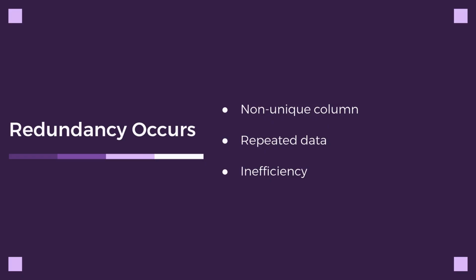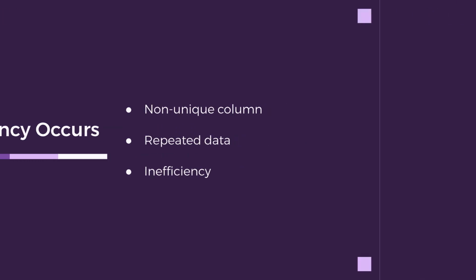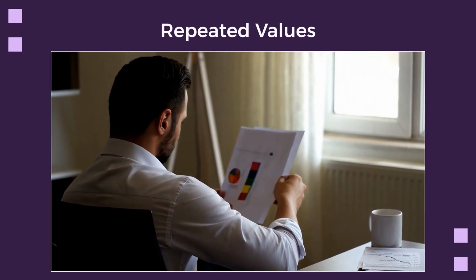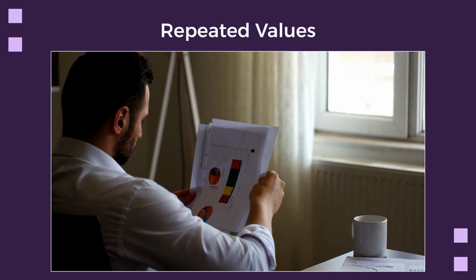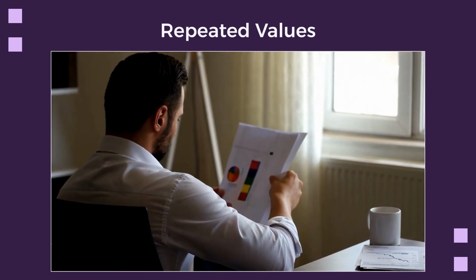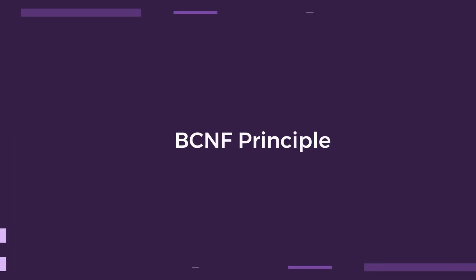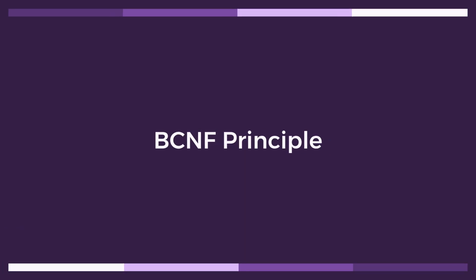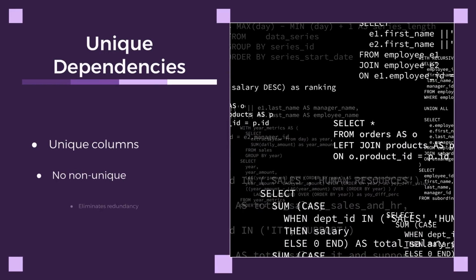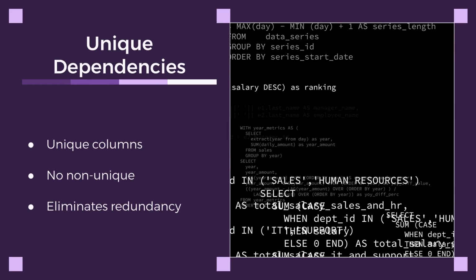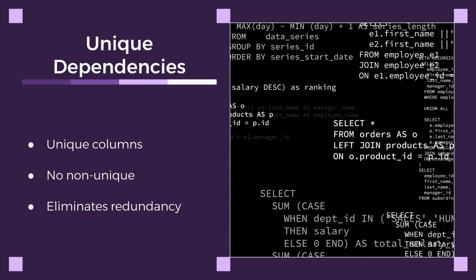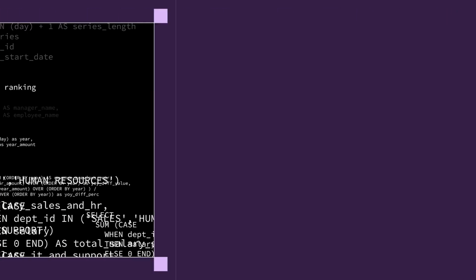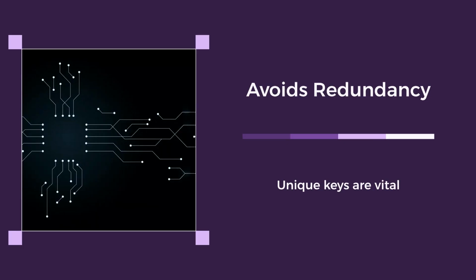This is problematic because it causes repeated data across the database, leading to inefficiency and potential inconsistencies. If a non-unique column determines another, the dependent data must be repeated for every instance of the determining value, causing unnecessary bulk and maintenance headaches. This brings us to the core solution: the Boyce normal form principle. BCNF dictates that all functional dependencies must be on unique columns. This is a fundamental rule for maintaining a healthy and efficient database structure. Dependence on a unique column ensures that the dependent data appears only once, thereby eliminating the redundancy problem altogether.